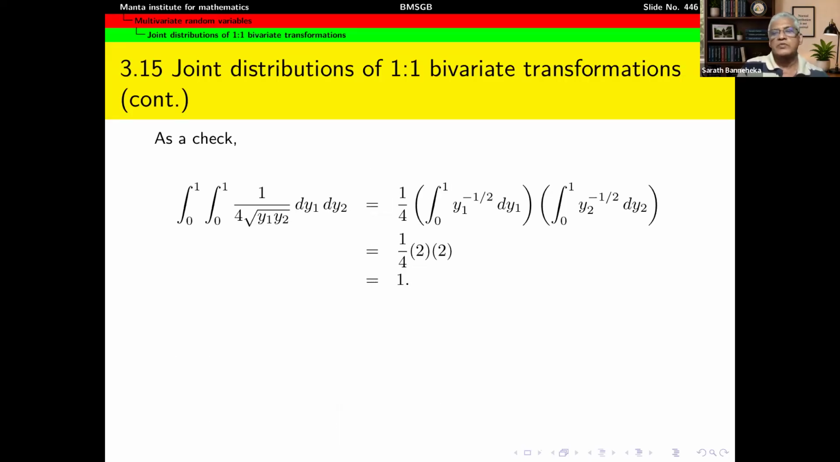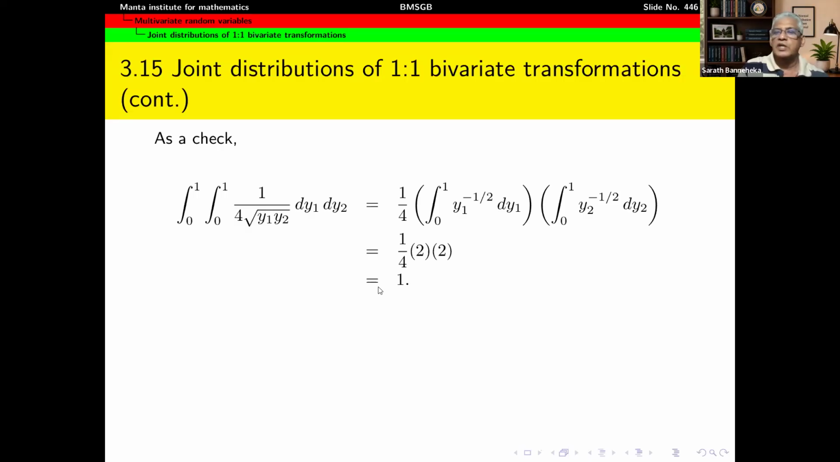If you want, you can check whether it is actually a proper density. In order to check that, you can integrate the function that we got with respect to y1 and y2, and we see that it is equal to 1. Therefore, it's a proper density.